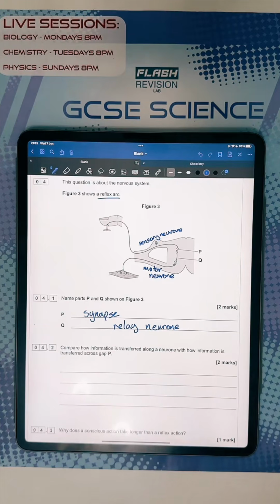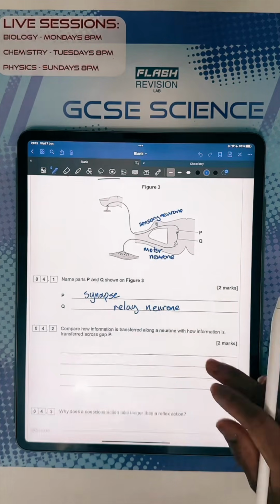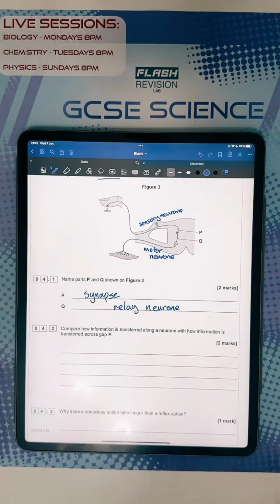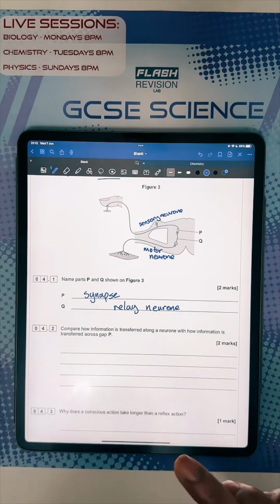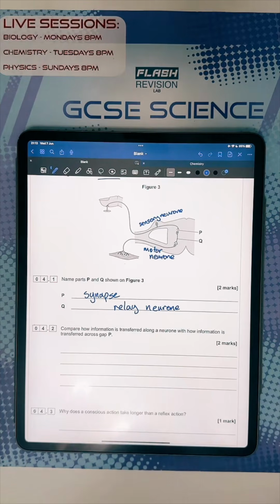There's no such thing as a reflex neuron. No, there's a relay neuron, not a reflex neuron. Relay neurons are used in reflex responses. If you're confused about that, honestly, watch that YouTube video. It covers everything. It should make sense if you watch it. It's only about 5 minutes.